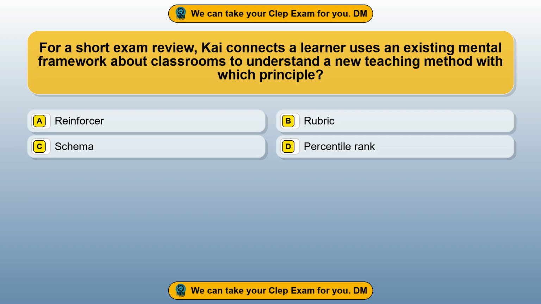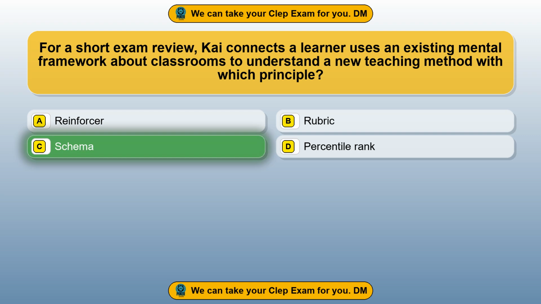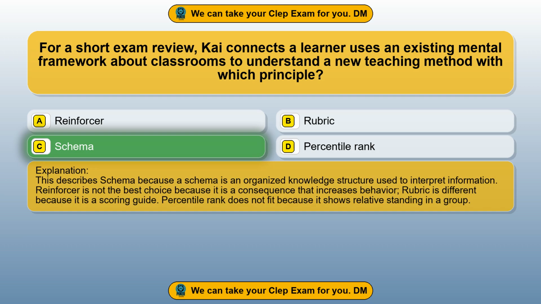Question 44. For a short exam review, Kai connects a learner uses an existing mental framework about classrooms to understand a new teaching method with which principle? Option A, reinforcer. Option B, rubric. Option C, schema. Option D, percentile rank. The correct answer is option C, schema. This describes schema because a schema is an organized knowledge structure used to interpret information.